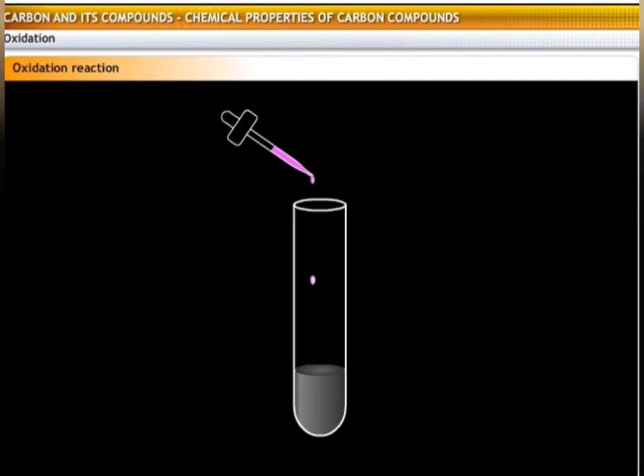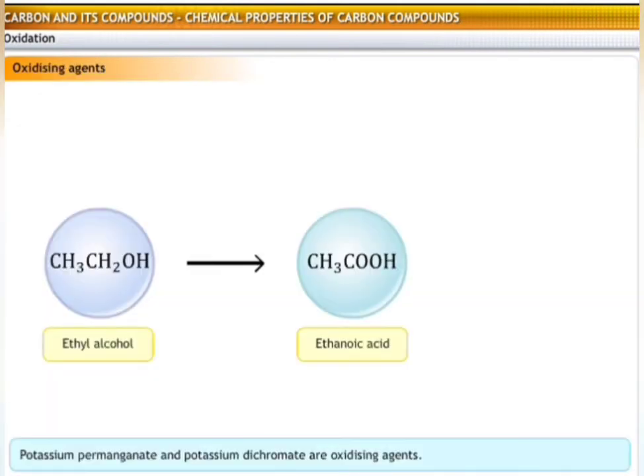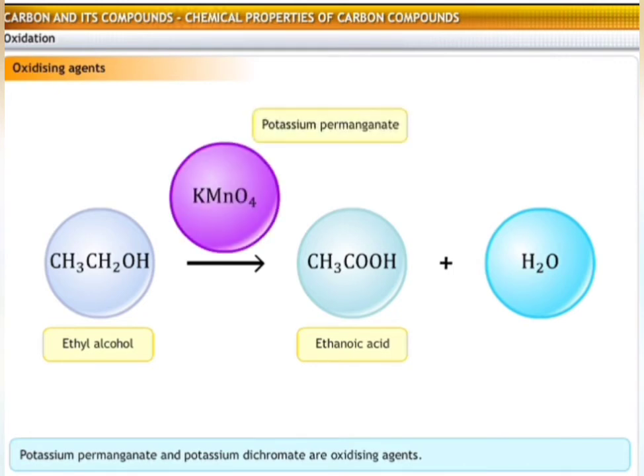The purple color of potassium permanganate disappears due to the oxidation of ethyl alcohol to acetic acid. Continue adding potassium permanganate till the purple color no longer disappears. This shows that the oxidation of alcohol to acid is complete. Ethyl alcohol is oxidized to ethanoic acid in the presence of alkaline potassium permanganate solution.